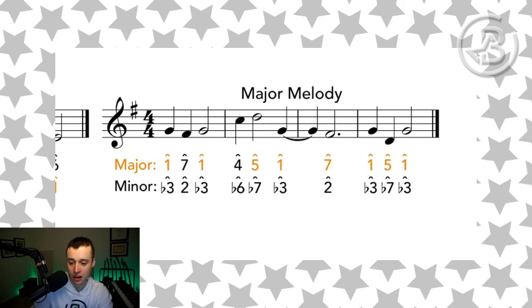So with the scale of G major, G would be scale degree 1, F sharp scale degree 7, G scale degree 1. So 1-7-1, that is stronger than flat 3, 2, flat 3. Then we go 4, scale degree 5 to scale degree 1. That's much stronger than flat 6, flat 7, flat 3.